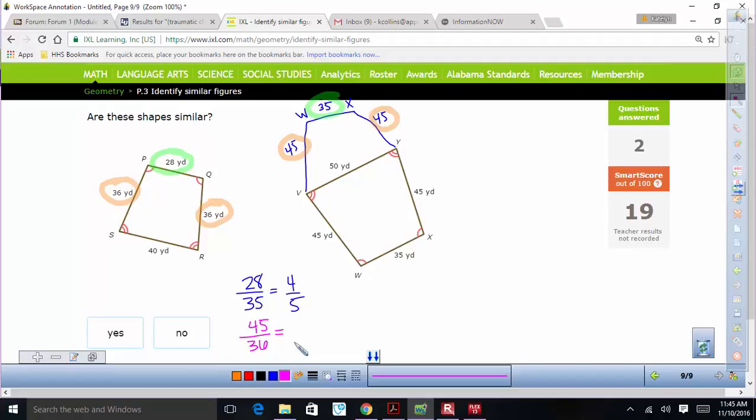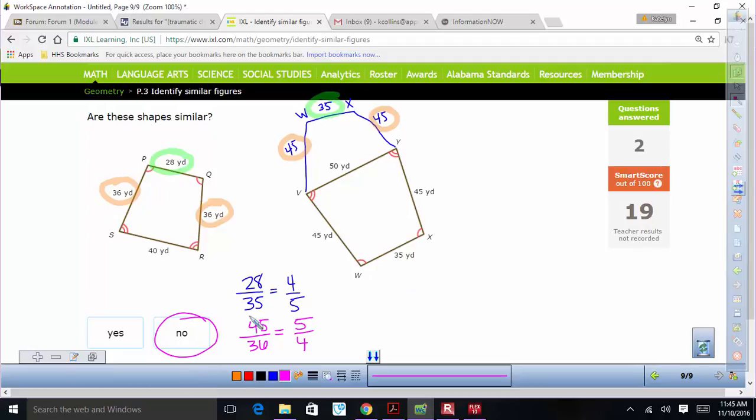is going to be 5 over 4. So immediately we see that these do not actually match. It's actually the flip or the reverse of it. So these are not going to be similar either.